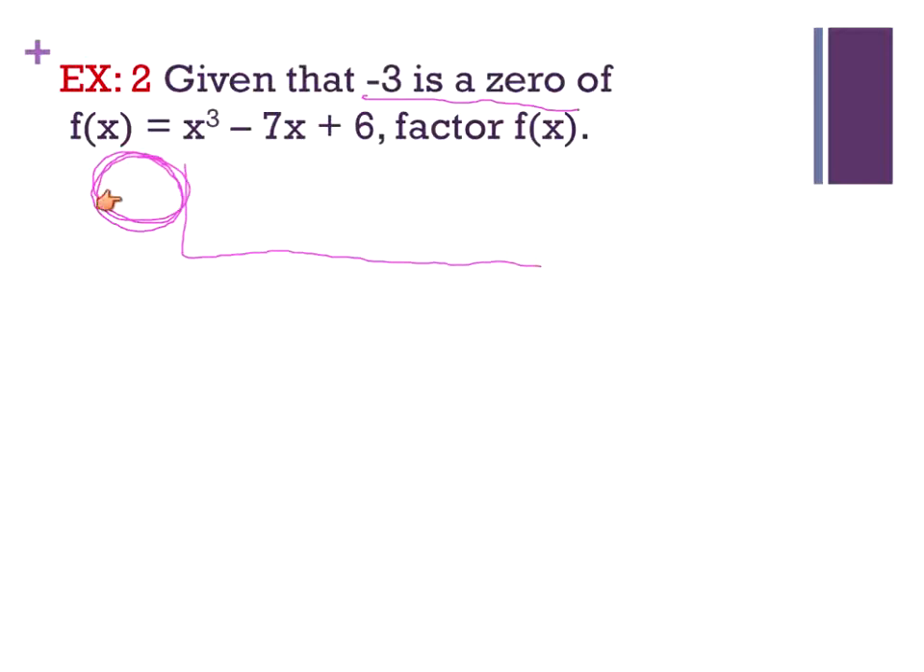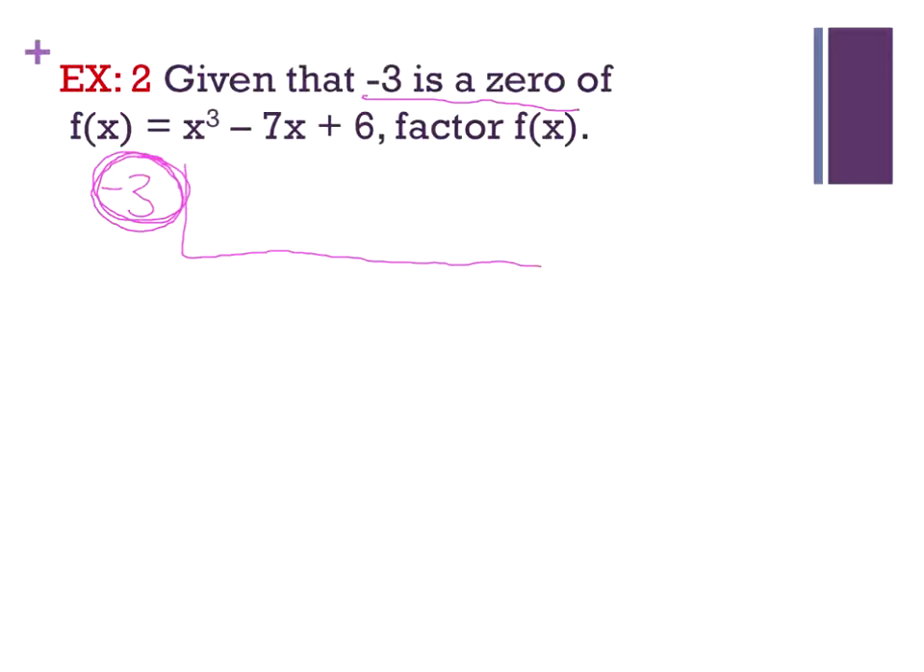Okay, so let me ask it this way. Do factors or solutions go outside? You sure? Solutions go outside. So is 0 a solution? Is that another word for solution? It is. So negative 3 is what's going to go right out here.